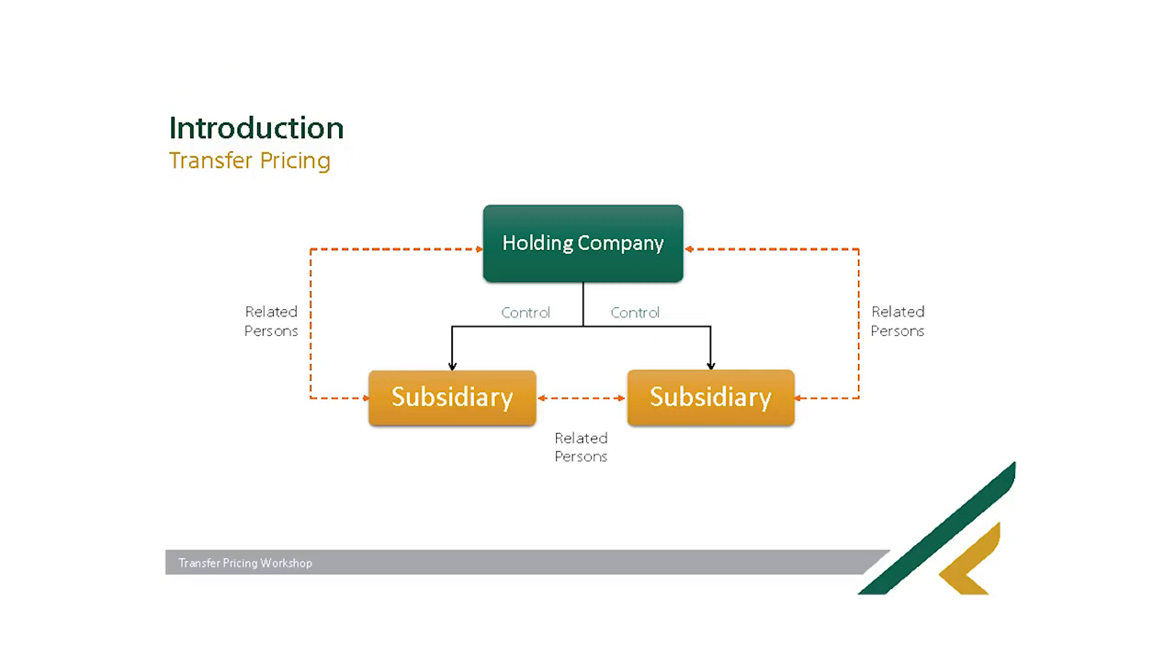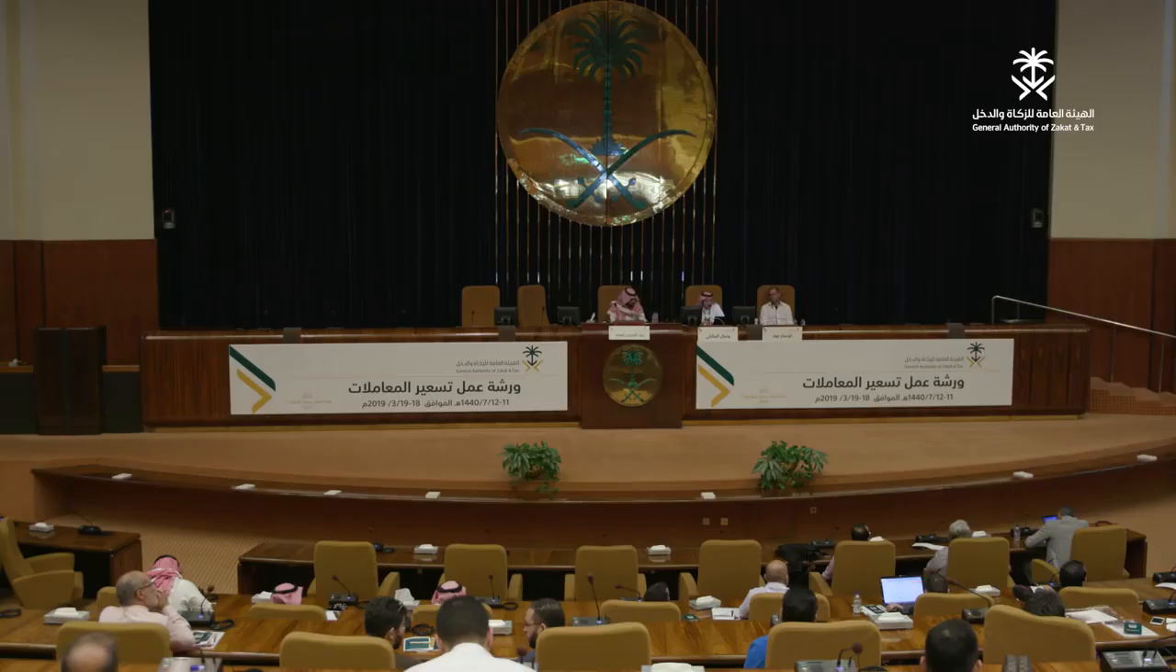As I said at the beginning, transfer pricing is a result of the globalization of businesses. As you see here, the definition of related persons covers all the directions that the business has. In this example, we have a parent company. The parent company holds two subsidiaries. Any transaction that takes place between the holding company and the subsidiaries is called transfer pricing, and it has to be measured at the arm's length principle, which we will talk about extensively later in the session.